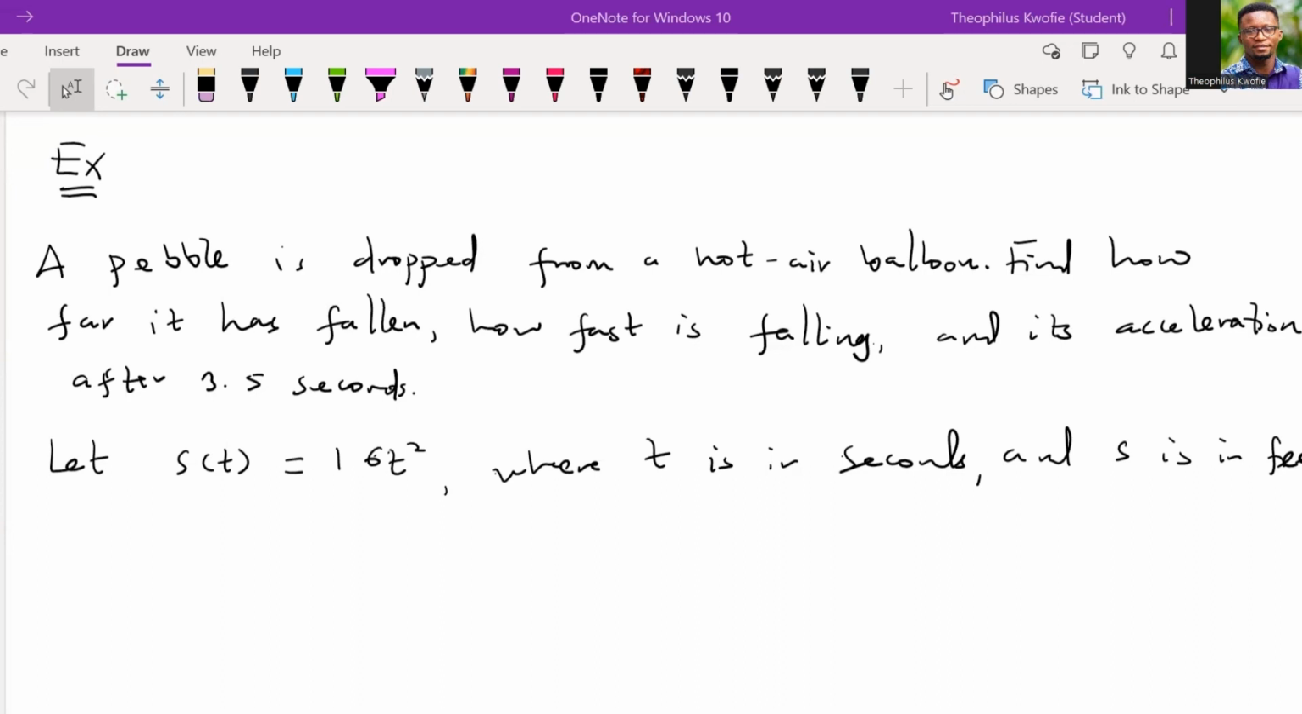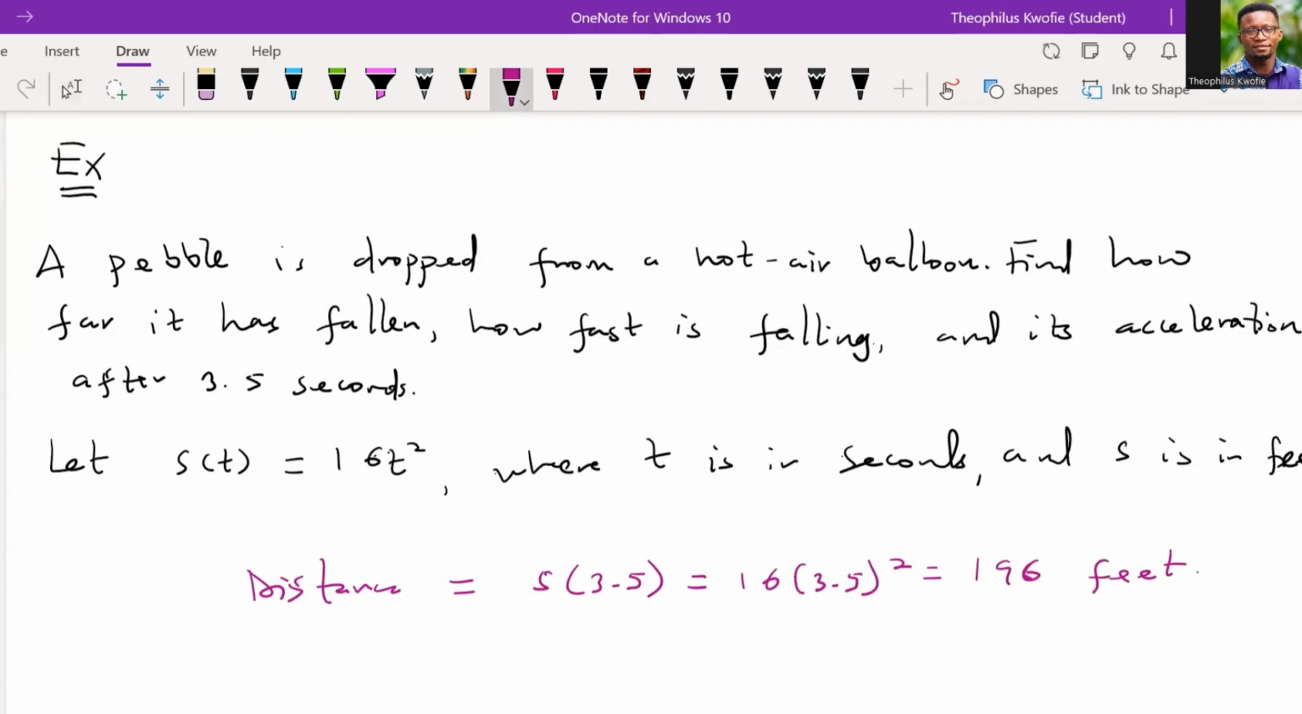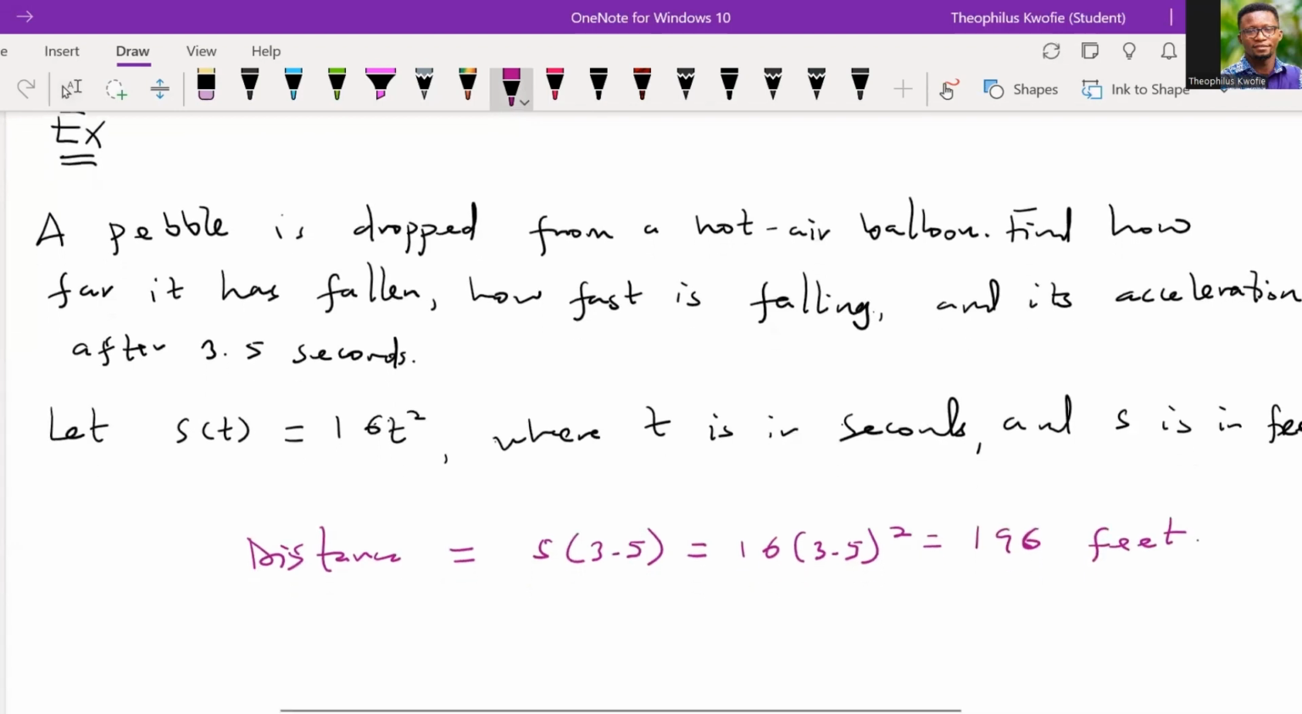Now the question is, how do we find how far it has fallen? How do we do that given the position function? It says how far it has fallen, which is the distance. The distance will just be equal to what? We're going to use the position function and evaluate it when t is 3.5 seconds, plugging 3.5 into the position function. That should give us 196 feet. Remember, the position function is measured in feet. So I want us to take note.